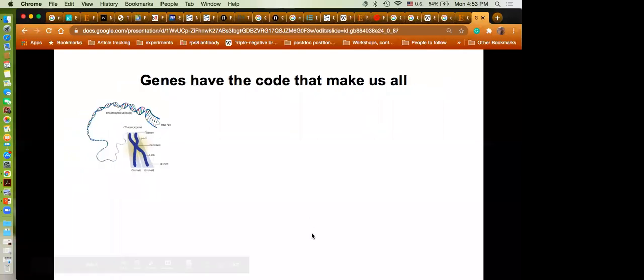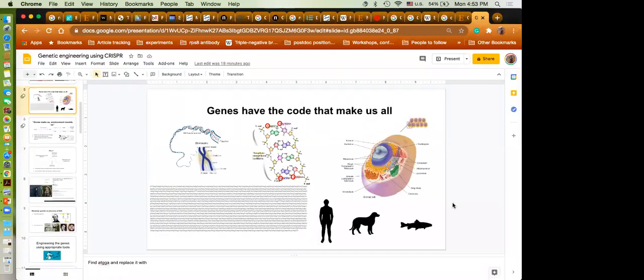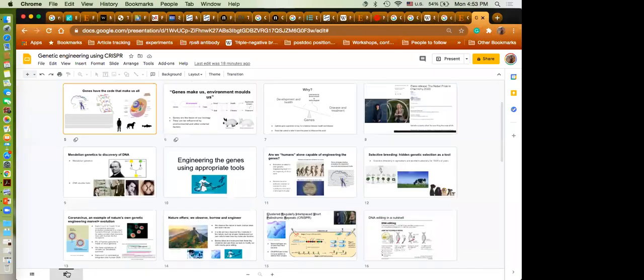So, mosaic editing is a disadvantage of somatic gene editing, right?